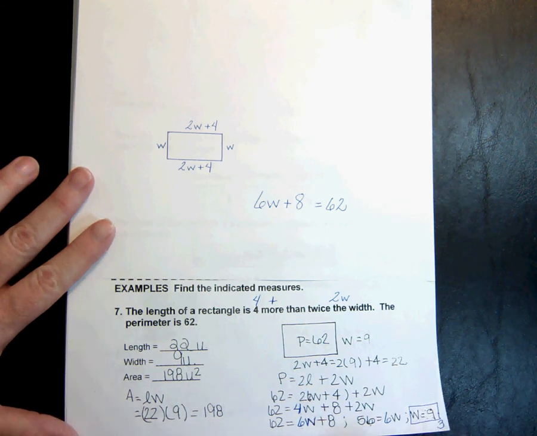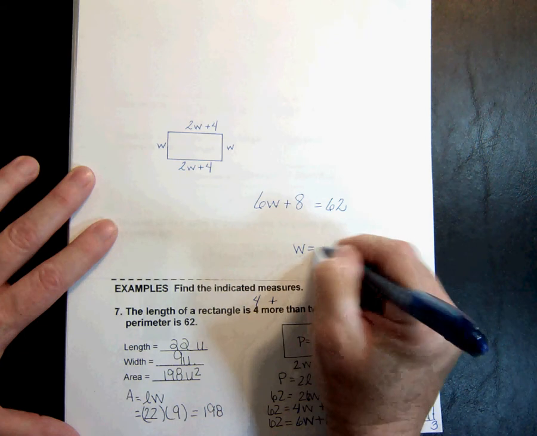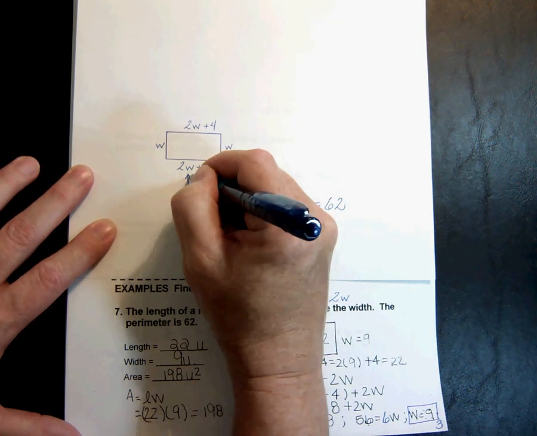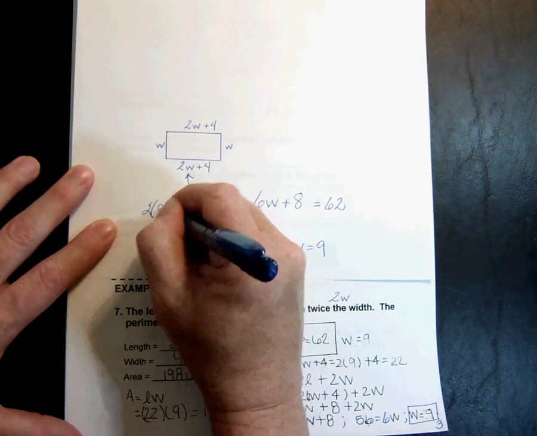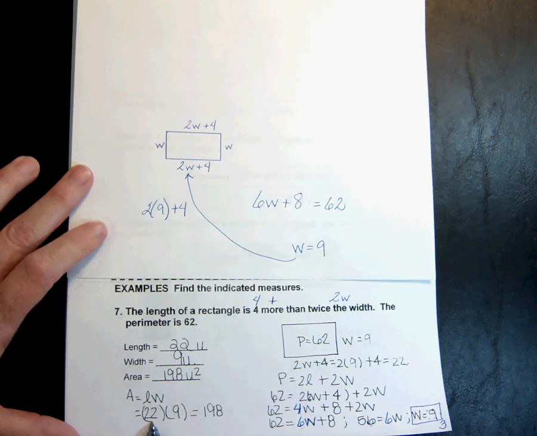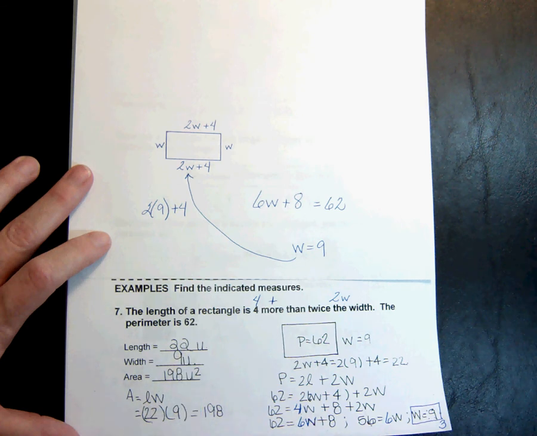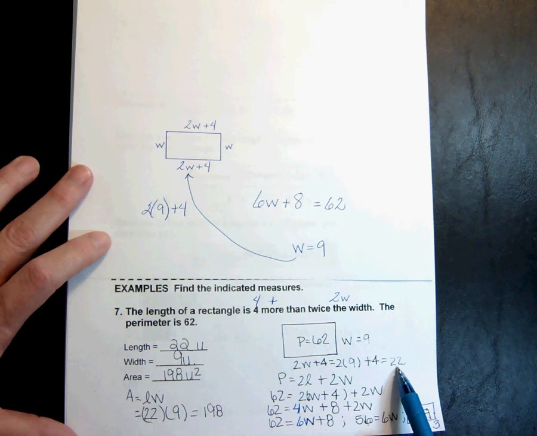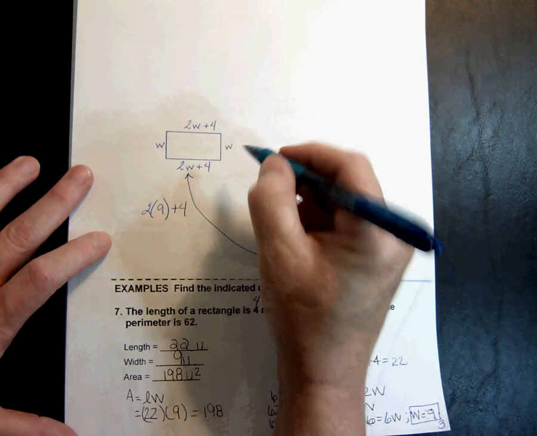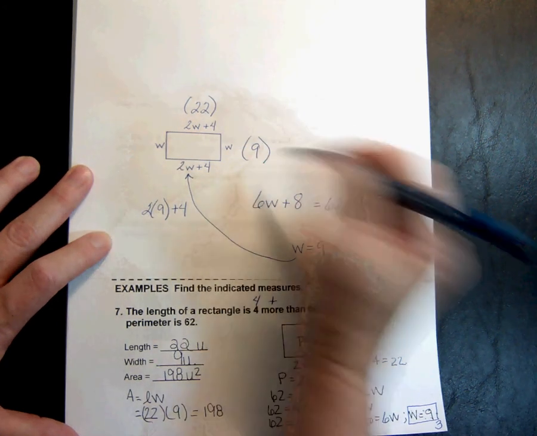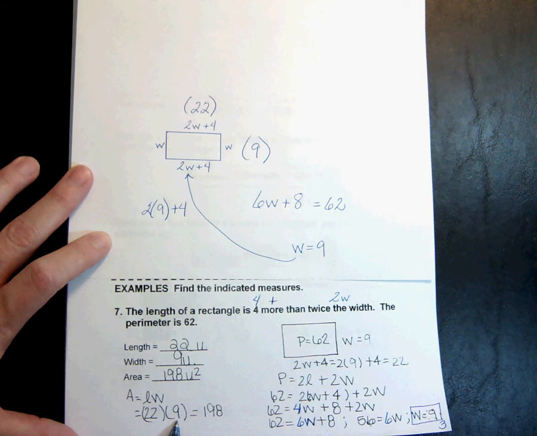Well, if your width is 9, if W equals 9, you've got to substitute it in right there. So 2 times 9 plus 4 is where they got 22. How did they get that? Oh, sorry, right here. 2 times 9 plus 4 is 22. So if the width is 9 and this is 22, multiplying 9 times 22 will give you the area, 198.